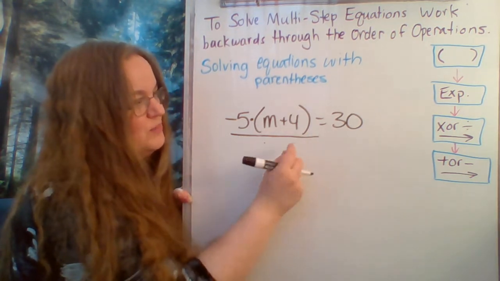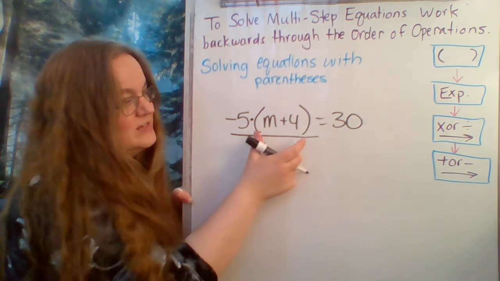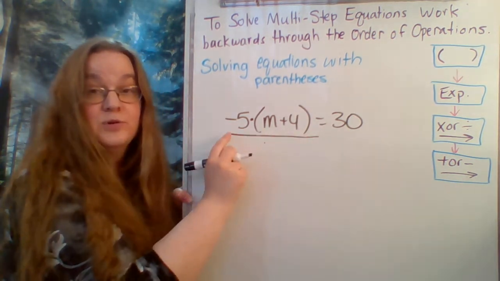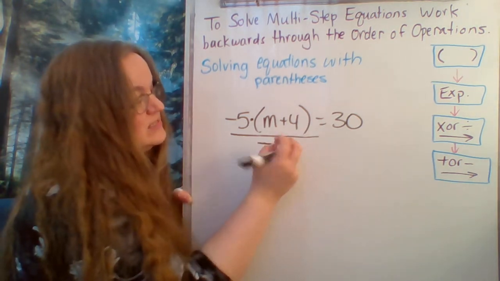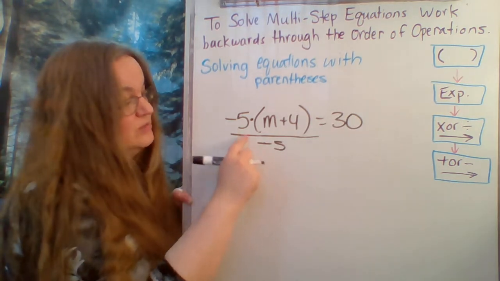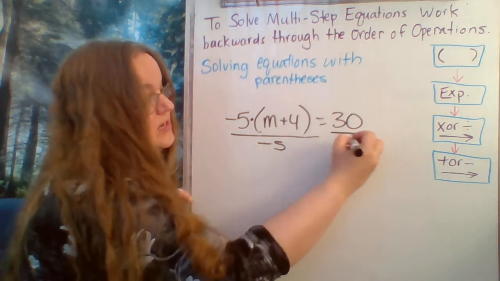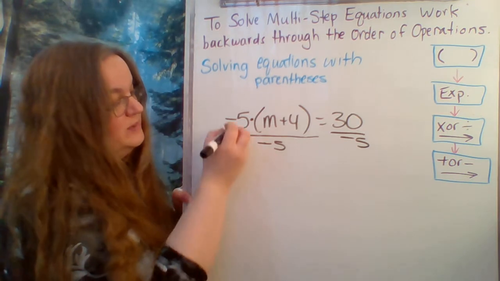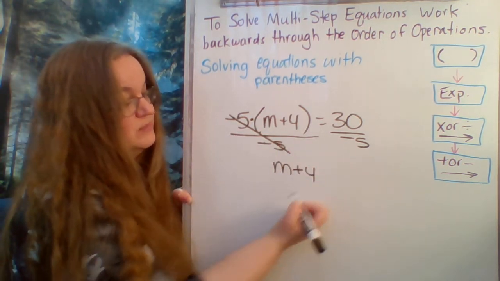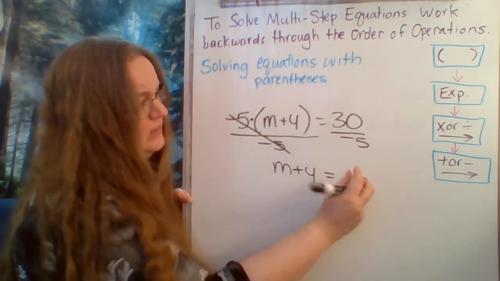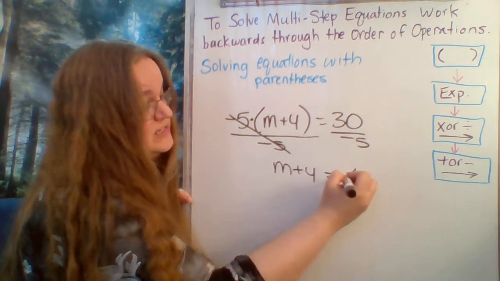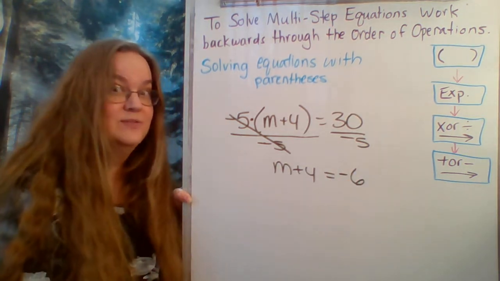So if I look at this, it's -5 times this whole thing inside parentheses. So normally I get rid of the adding or subtracting, but it's inside parentheses. This sum has to happen before I can multiply. So in this case, because of the parentheses and this being inside, I'm actually getting rid of the -5 first. So -5 divided by -5 is 1, and 1 times anything is that anything, which means I'm left with m plus 4 equals 30 divided by -5. Well, 30 divided by 5 is 6, and a positive divided by a negative would be a negative.